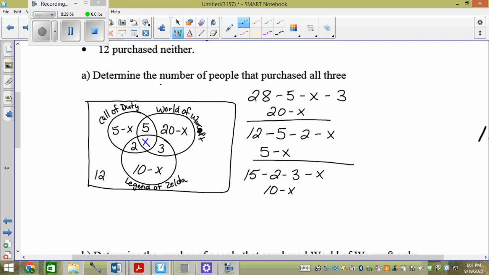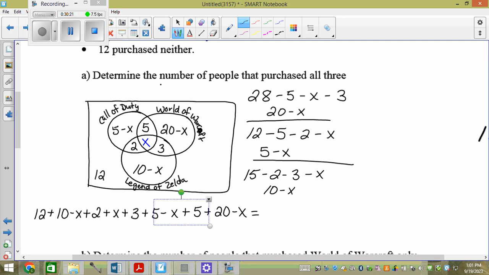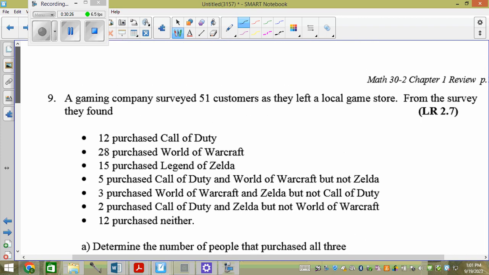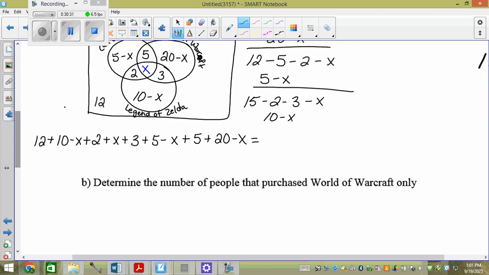Now you'd have to add them all up to find out what's actually in this section. So if I go 12 plus 10 minus x plus 2 plus x plus 3 plus 5 minus x plus 5 plus 20 minus x. What should that equal if I add them all up? 51, because that's the number of gaming customers, right? So this should equal 51.